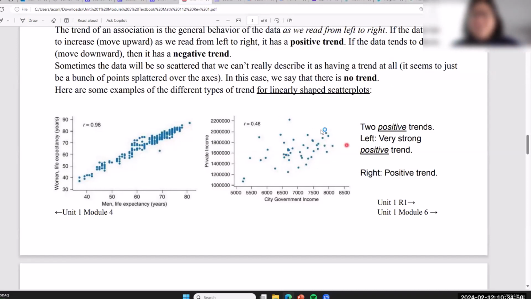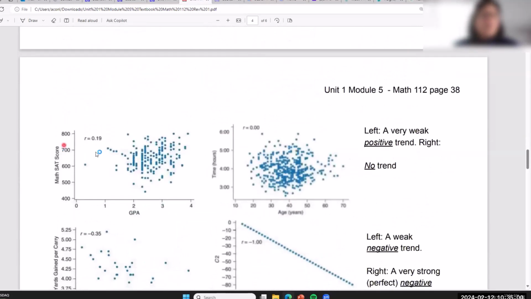Over here, you see a lot more scatter. And notice what's happening to this R here, 0.98. Now it's 0.48, and you're starting to see a lot more scatter. Now when R goes to 0.19, there's even more scatter. And when R is at 0, it's just a blob all over the place. Okay.